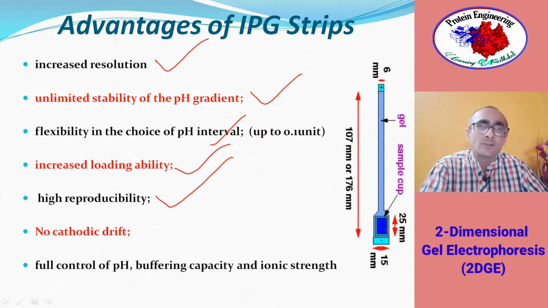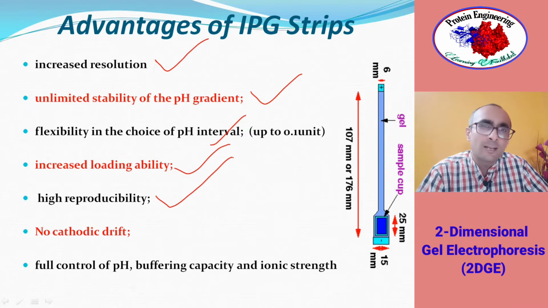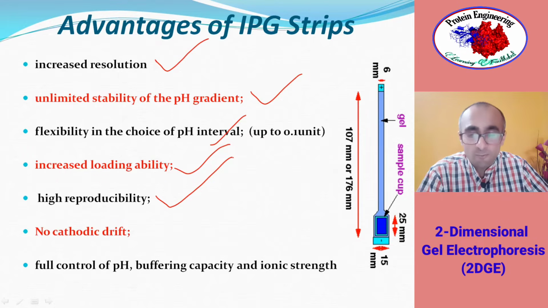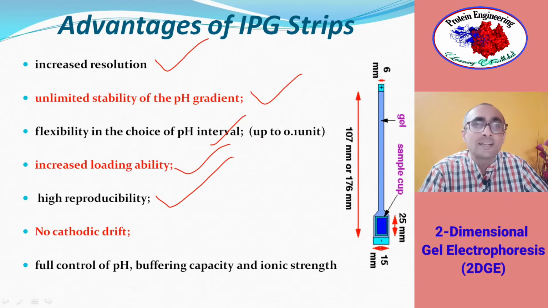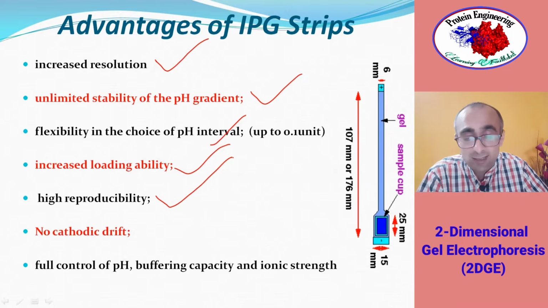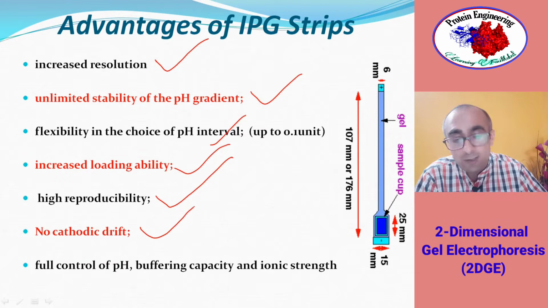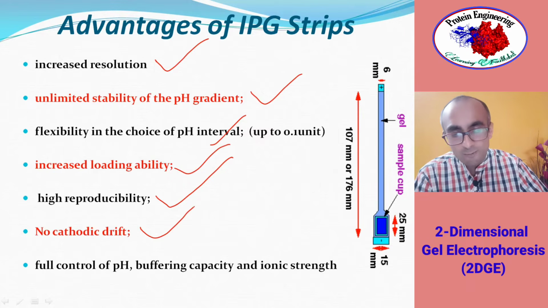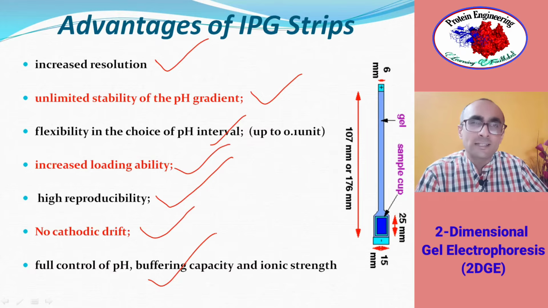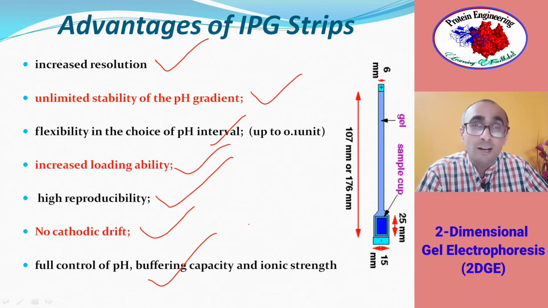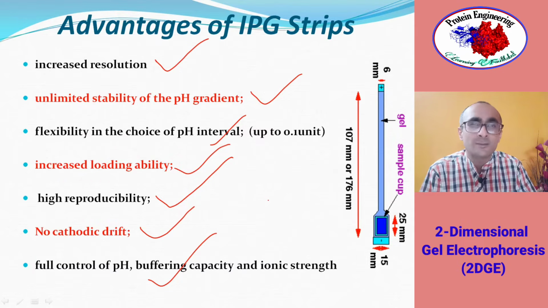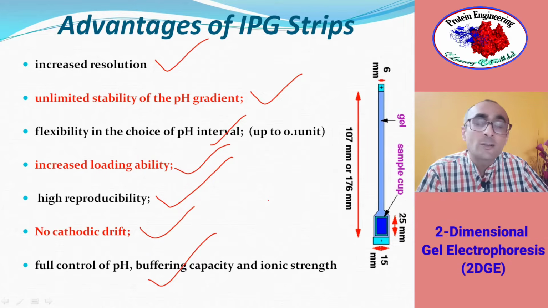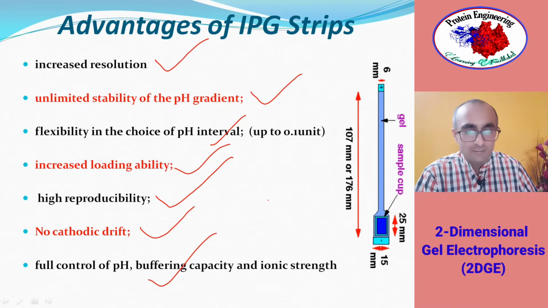And in the case of carrier ampholytes, when you run them for a longer period of time, due to electroosmosis, solvent flows towards the cathode, eventually leading to disruption of the entire pH gradient. That is called cathodic drift. So cathodic drift is not there in the case of IPG strips, and you can have full control of pH, buffering capacity and ionic strength when you are using IPG strips. And that's why IPG strips are, in today's time, very commonly used in running isoelectric focusing in 2DG.